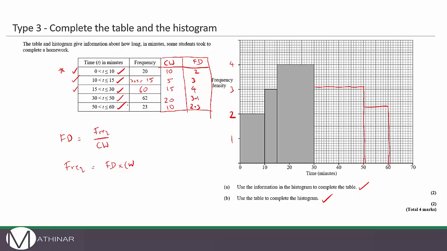Okay, so we've now done that. And that'll be the whole question. So those are your 3 types of questions that you could get. Type 1 is the most common, then type 2, and then type 3 is the rarest.